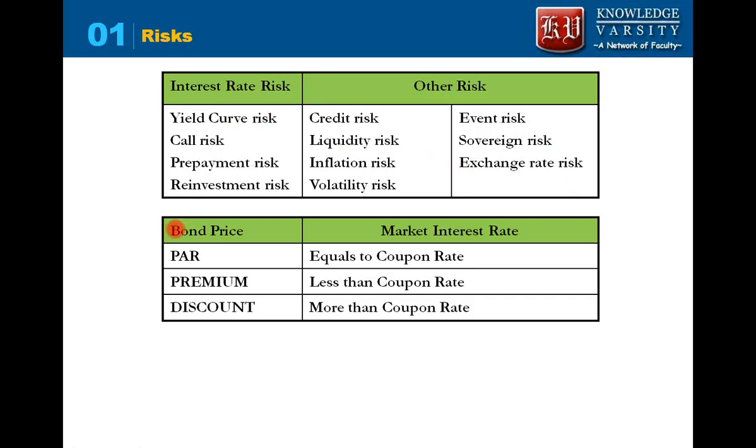Okay, let's go now to what exactly would be the price of the bond with respect to the interest rate in the market. The bond would be trading at par value when the market interest rate is equal to the coupon rate. So when the coupon rate and the market interest rate are the same, the bond will be trading at par. Okay, now when the market rate is less than the coupon rate.